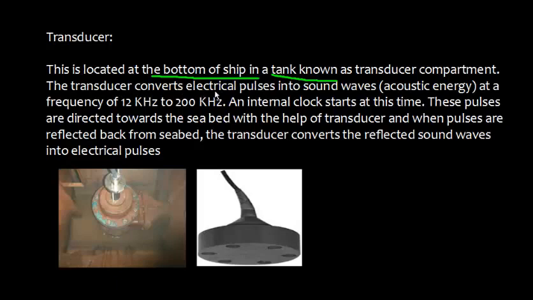The transducer converts electrical pulses into sound waves, that is acoustic waves, at a frequency of 12 kHz to 200 kHz, that is for ecosounder. An internal clock starts at this time, and these pulses are directed towards the seabed with the help of the transducer, and when pulses are reflected back from the seabed, the transducer converts the reflected sound waves into electrical pulses.